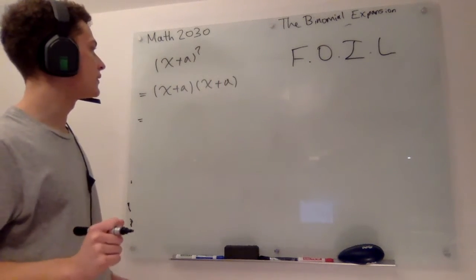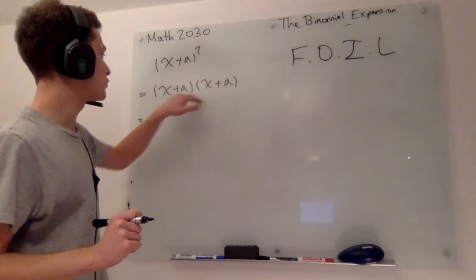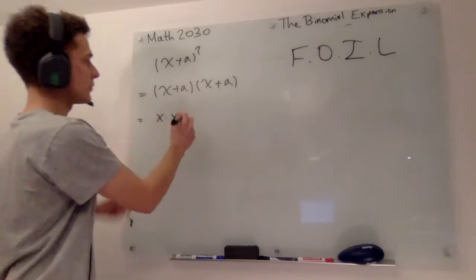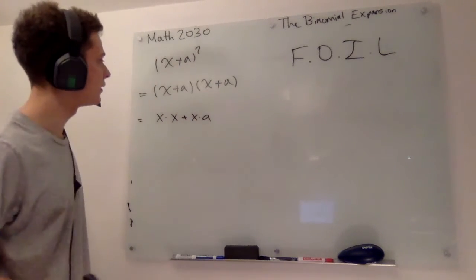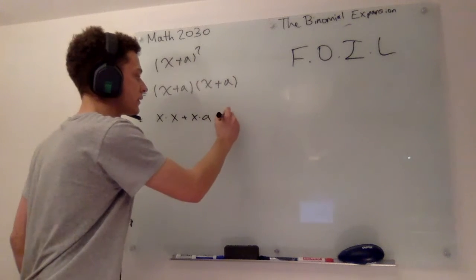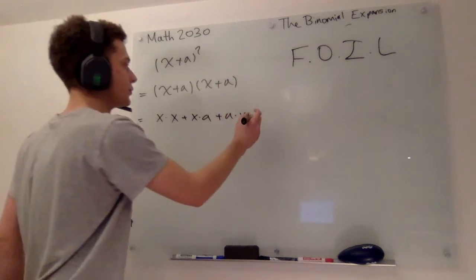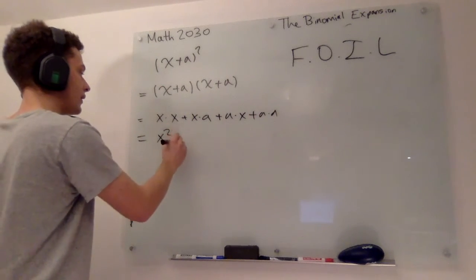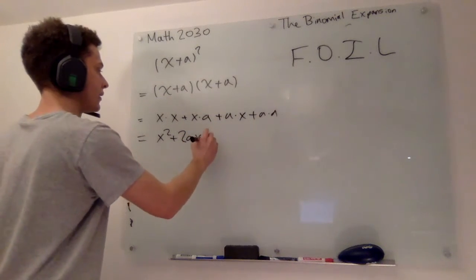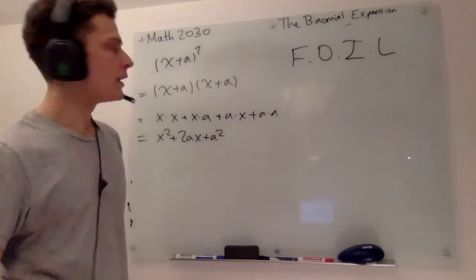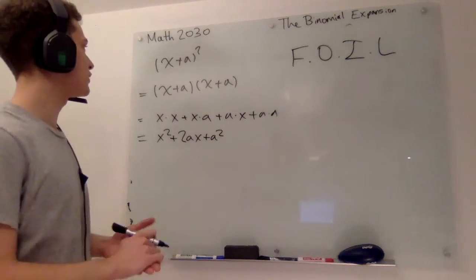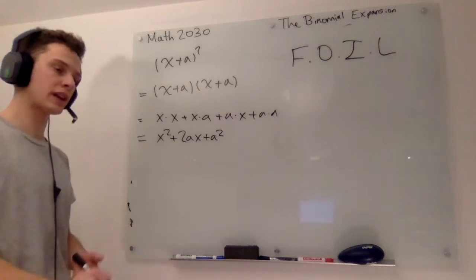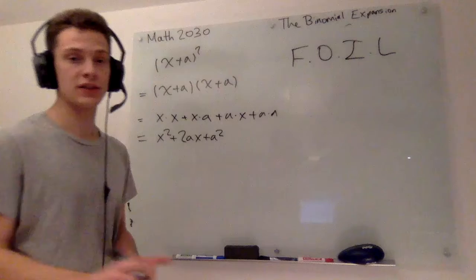x plus a squared is x plus a times x plus a. First, we multiply the first two terms, the F, x times x; the outside terms, x times a; the inside terms, a times x; and the last two terms, a times a. Then we can simplify this. We get x squared plus 2ax plus a squared. This is nice, and it is a really easy way to expand a binomial to the power of 2, and we use it all the time in classes such as pre-calculus, basic algebra and calculus.